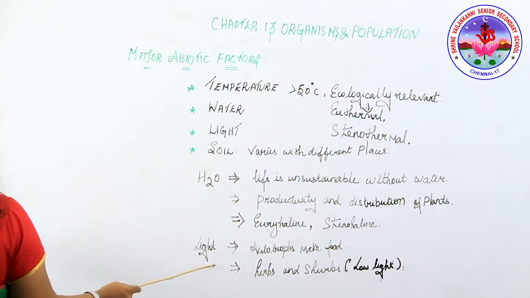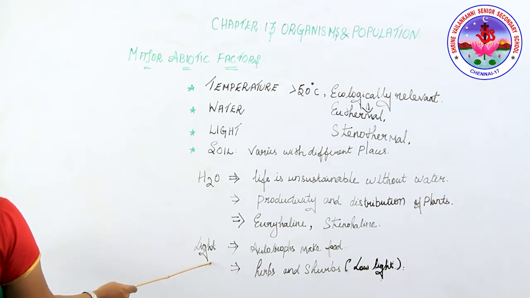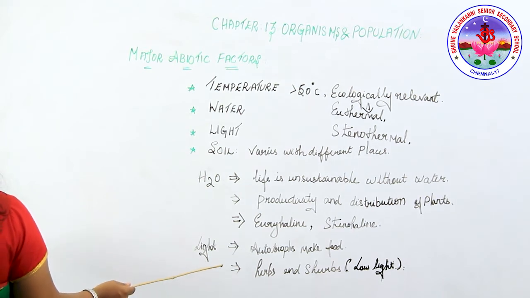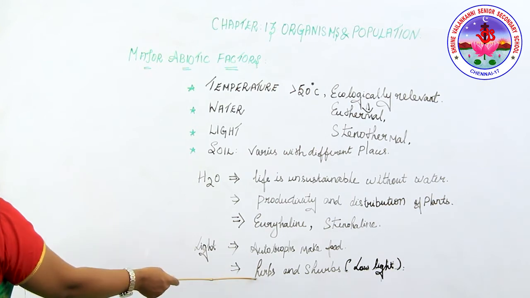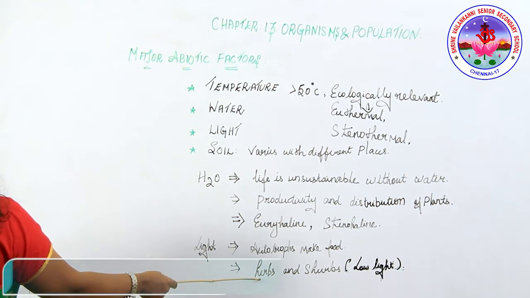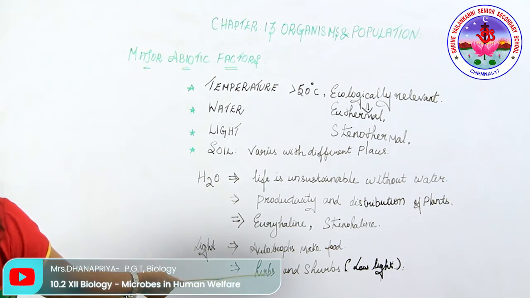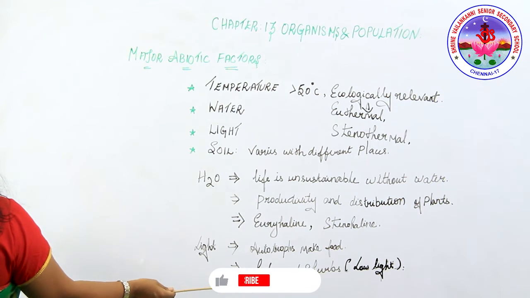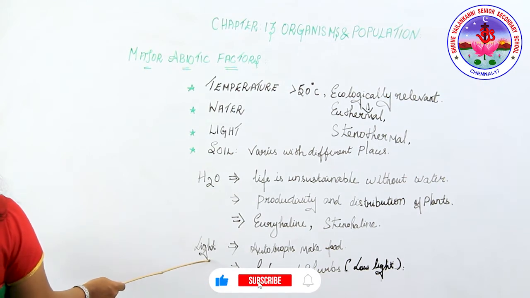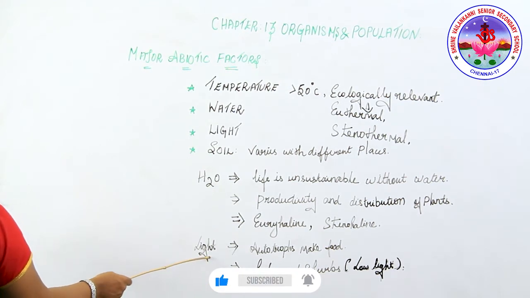Light is important because plants are autotrophs. What is an autotroph? Self-production of food with the help of sunlight. Plants make food with the help of light. The photosynthesis process, we studied in grades 6, 7, 8, and oxygen is evolved during this process. Small plants like herbs and shrubs can perform photosynthesis under very low light conditions, as they are overshadowed by tall trees. Plants depend on sunlight to meet the photoperiodic requirement for flowering.